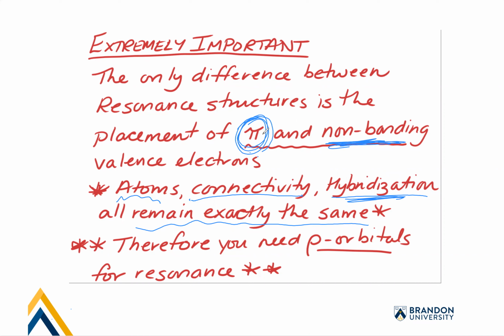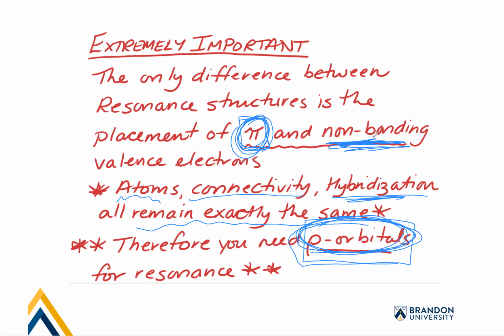And so what we're going to see, because it's pi electrons and non-bonding electrons, is that all of the movement is taking place in p orbitals. So this delocalization of electrons is happening in p orbitals. We're going to have a series of p orbitals lined up together, and the electrons are going to be zipping up and down from one end to the other. So really, resonance is all about p orbitals, because we're only moving pi electrons and non-bonding electrons.